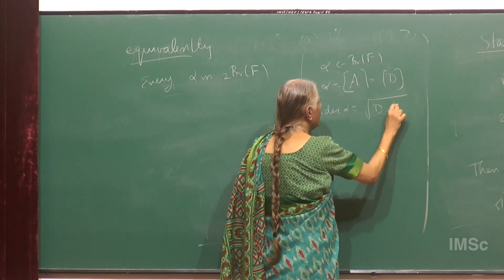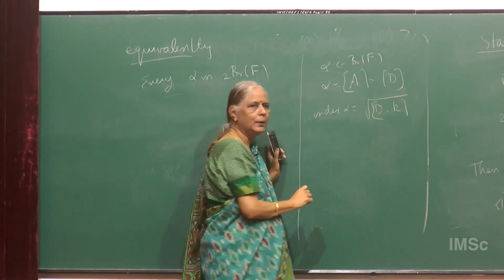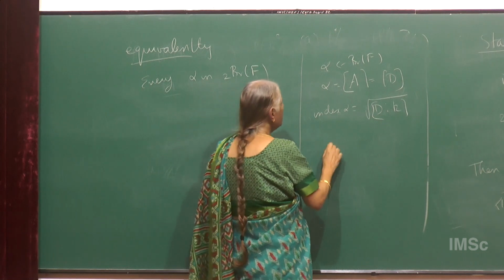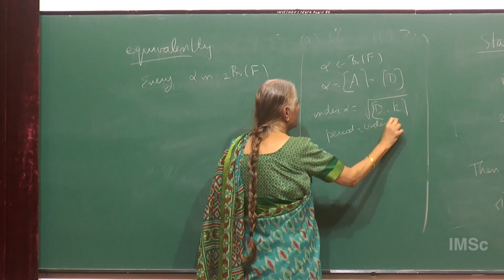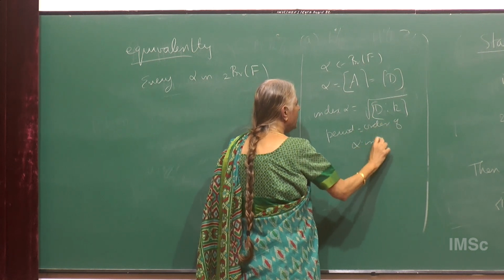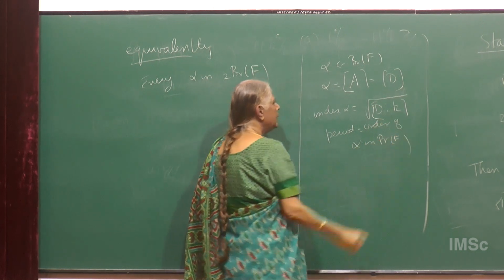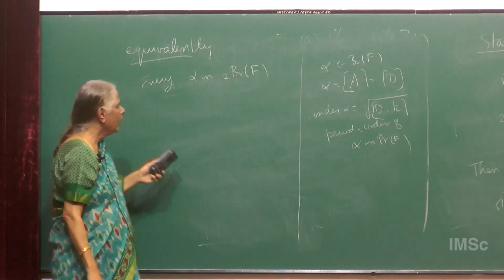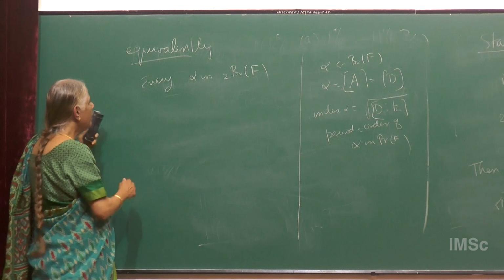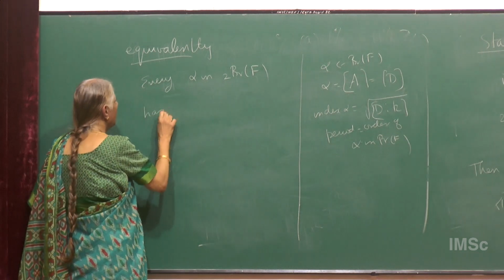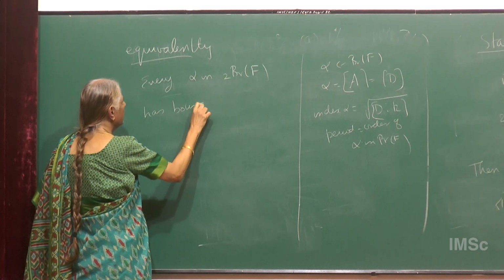Index is the square root of the dimension, and of course period is just the order of alpha in the Brauer group of F. These are the notions of period and index. Here we have period at most 2. So every alpha has bounded index.